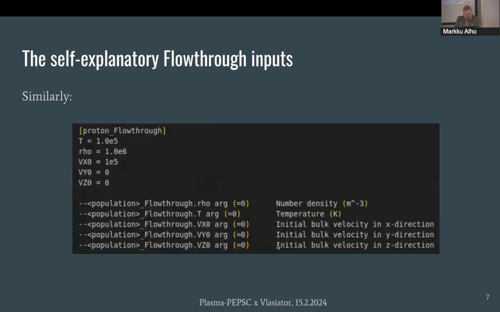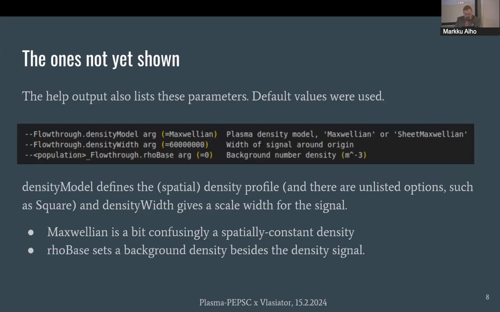So similarly with the protons, the initial density, velocity, and initial moments for the plasma are given here. This is a bit boring, but there are some options that we actually didn't use in our test case. If you check the help output, you can find these: density model, density width, and raw base.